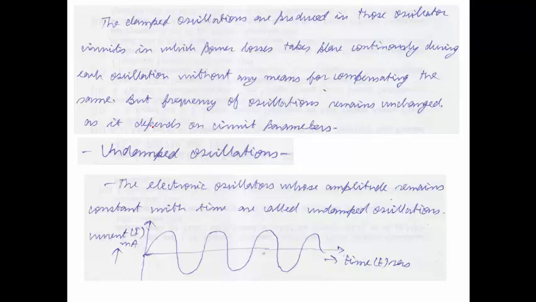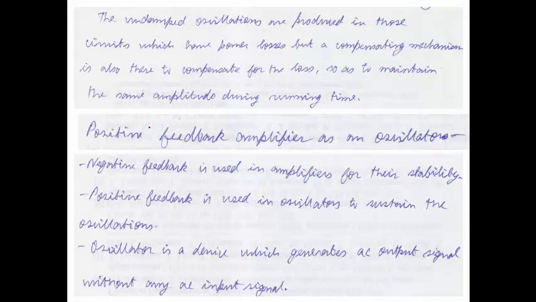Now, undamped oscillations: electronic oscillations whose amplitude remains constant with time are called undamped oscillations. Oscillations will be undamped only when we have some supporting mechanism to make up for the power loss consumed during the oscillation run. Undamped oscillations are produced in circuits which have power losses, but also a compensating mechanism to compensate for the loss of power, and due to that mechanism, the oscillations will be sustained throughout.